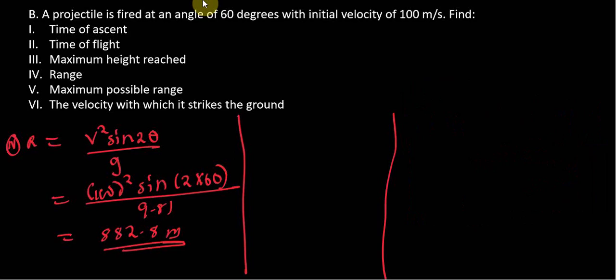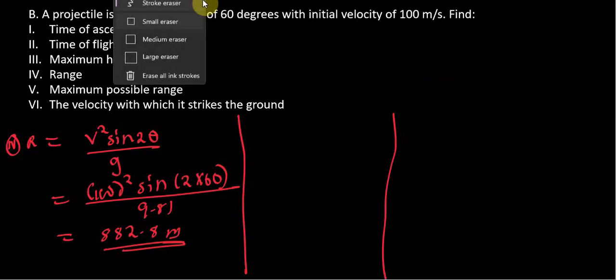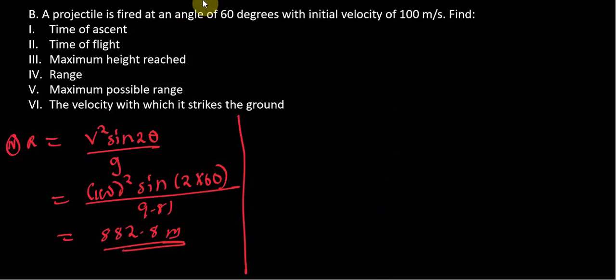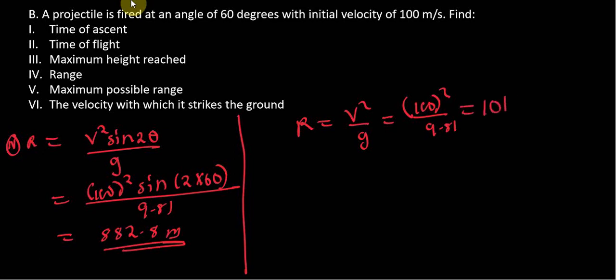Okay, how about the other one? The maximum range. The way you calculate the maximum range, it will be R equals v squared over g. That is 100 squared over 9.81, meaning that it will be 194 meters, like that, right? So that is how you answer that one.